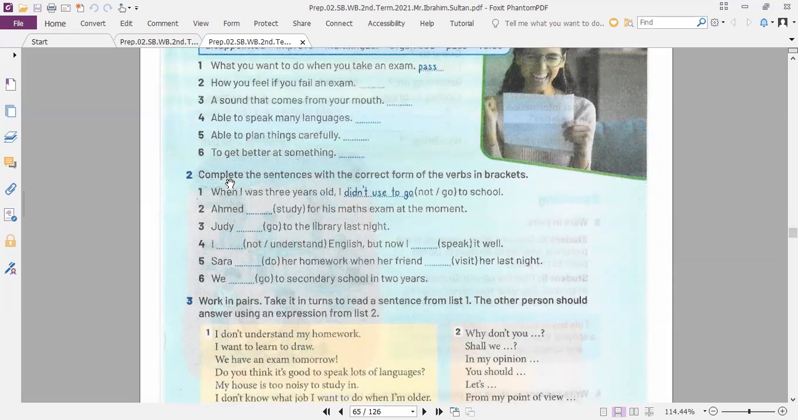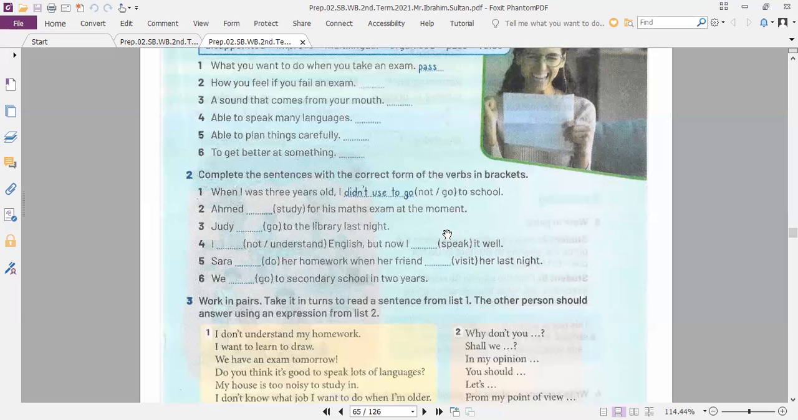When you have to correct the verb between brackets, okay? When I was 3 years old, I didn't use to go to school. Number two, Ahmed study for his math exam at the moment. Is studying, because we have a key answer here, at the moment, present continuous. Judy go to the library last night. Went. Very good. I not understand English, but now I speak it well. I didn't understand English, but now I speak it well.